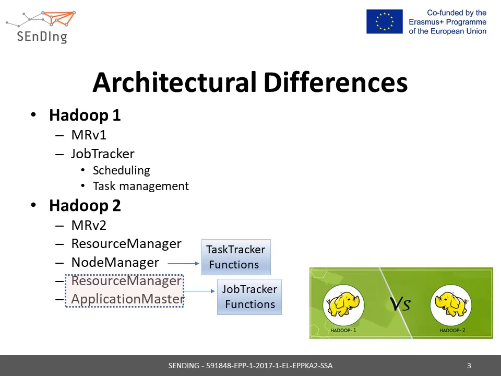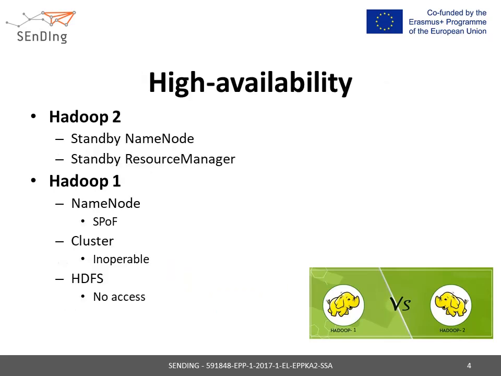The resource manager is a pure scheduler in Hadoop 2, and there's no special linkage between it and MapReduce jobs, whereas in Hadoop 1, the job tracker and MapReduce were tightly coupled. Hadoop 2 has strong high availability features and lets you run both a standby name node as well as a standby resource manager, both of which are critical to the functioning of a cluster. In Hadoop 1, the name node was a single point of failure.